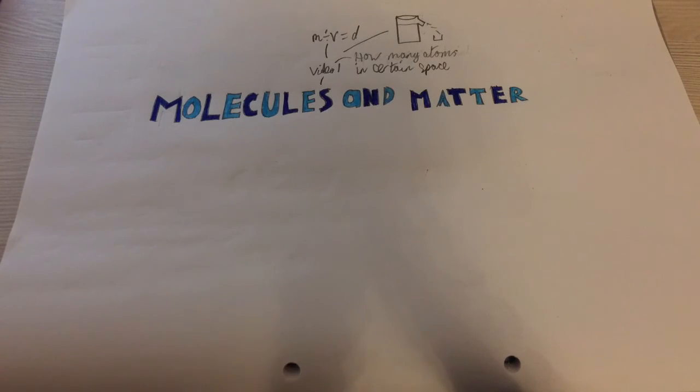This means that the volume will increase, but the number of particles will not. So the density will be different because the volume is changing, but the atoms are staying the same amount of atoms. And this is why it will float on water, because it has a lower density, and that's why it will float on water.